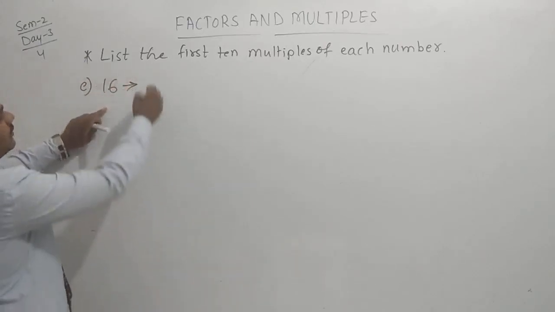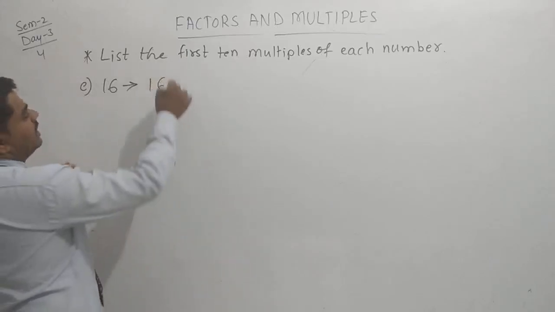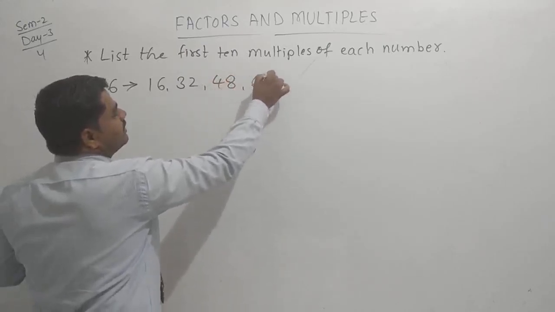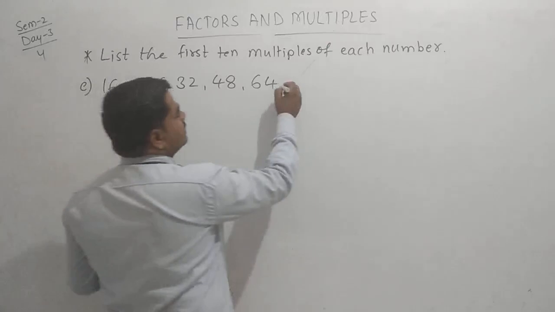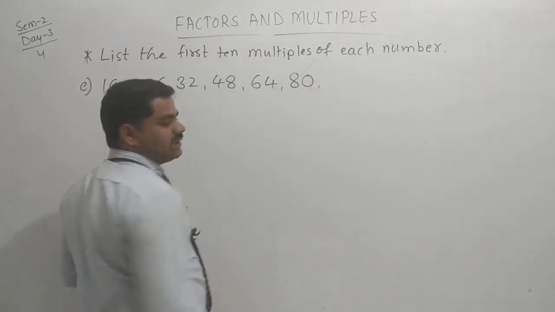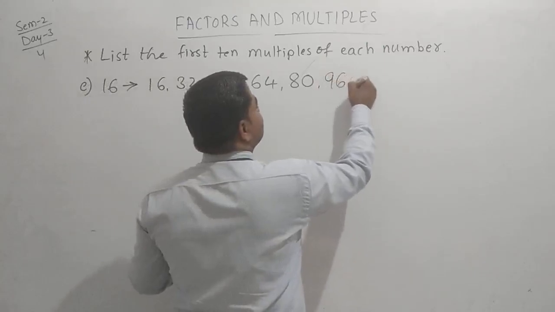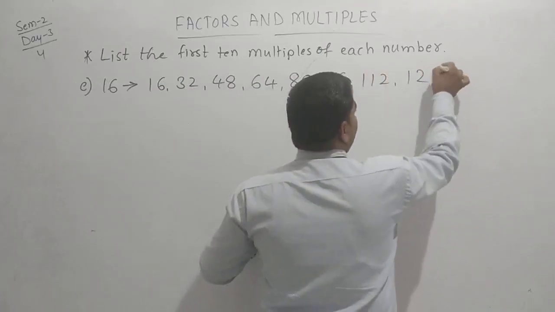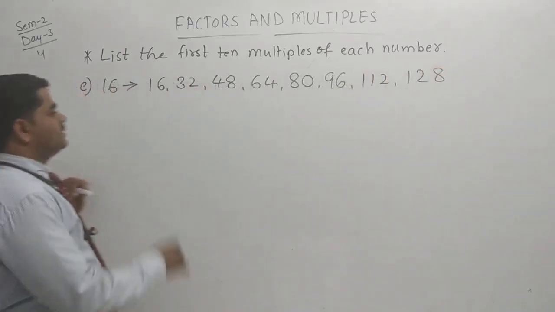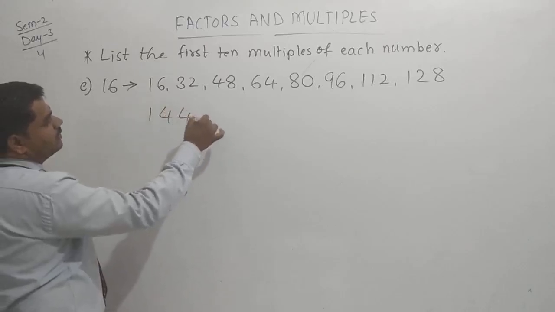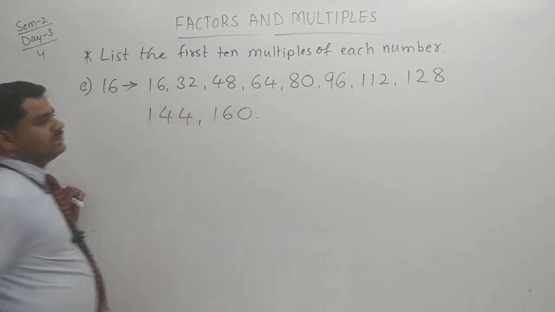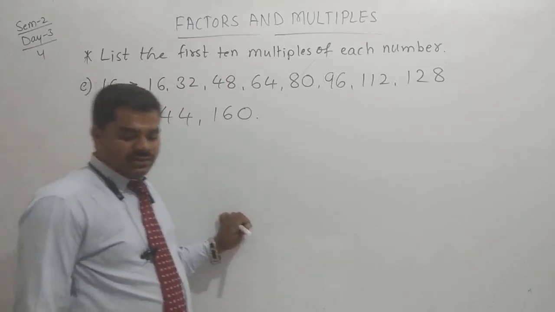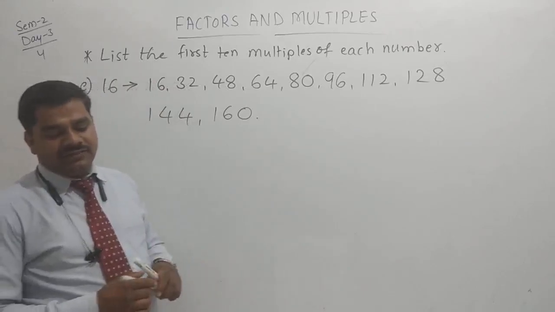Count with me. 16 ones are 16, 16 twos are 32, 16 threes are 48, 16 fours are 64, 16 fives are 80, 16 sixes are 96, 16 sevens are 112, 16 eights are 128, 16 nines are 144, 16 tens are 160. Clear? Is there any doubt? Okay. Again, write the first 10 multiples of each number.